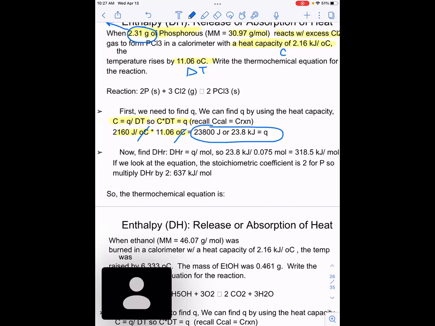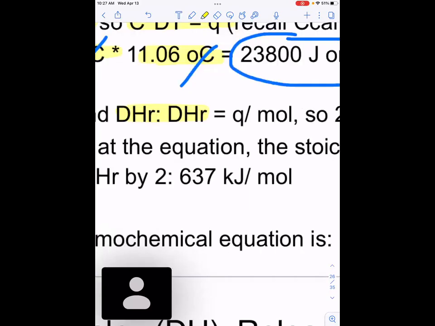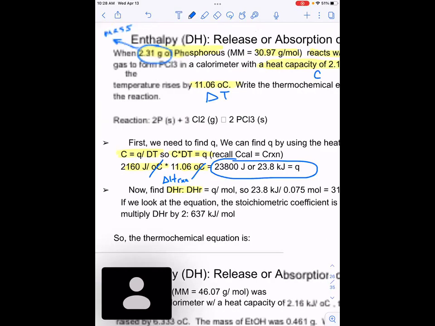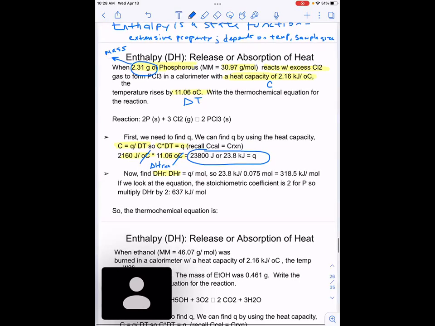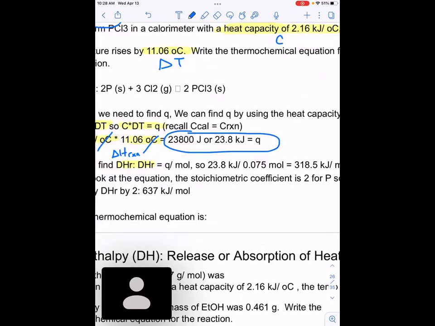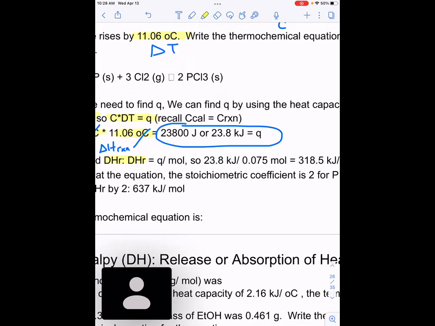Now, to find delta H of the reaction, and let me put that in here. It's the Q per mole of a substance, right? And if we look at the equation, we see, and we're looking at phosphorus because that's the limiting reactant. We have Q, which is 23.8 kilojoules or 23,800 joules, however you want to do it.